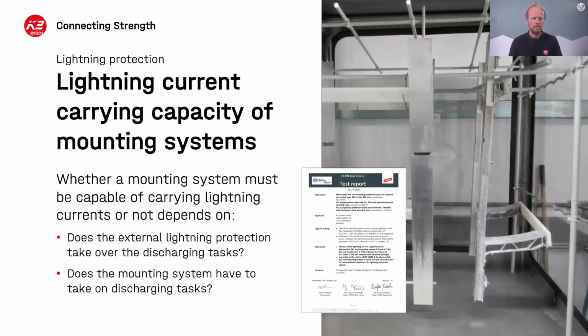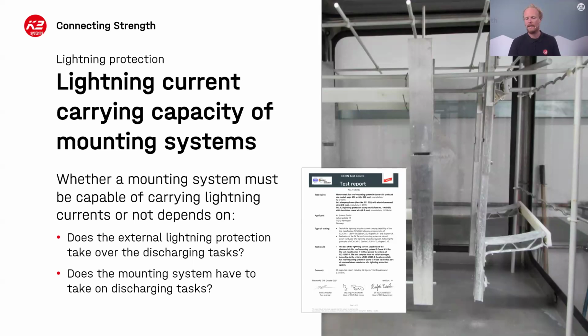So you can have a PV system that is connected to the lightning protection system. And then the question arises, does this system, or do these components then need to be capable of carrying the lightning current? Right? Do they need to be able to discharge the lightning if there is a lightning strike? And the capability of this system, or the necessity of the system, depends on: is that the primary task, or is that the task of the rails?